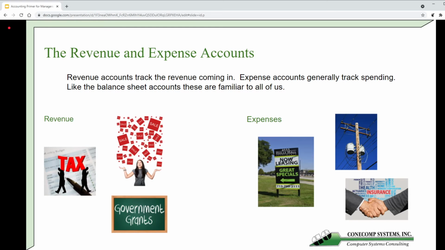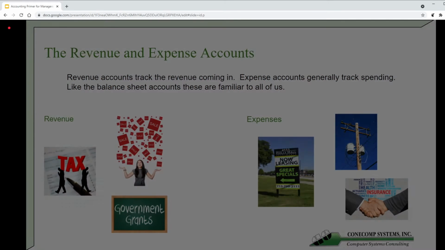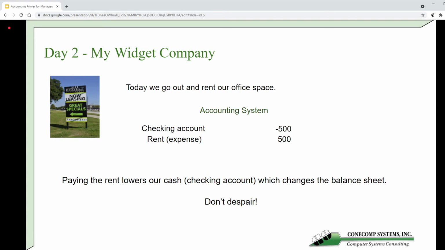And then expenses, the fourth class of accounts, is also what you would think of in your personal life. If you pay rent, that would be expense. You have utilities, electric, water, those are expenses. You have insurance costs, those are expenses. So again, revenue expense accounts, just like assets and liabilities, are just what you would think they would be in your normal life. So we're going back to our Widget Company again to demonstrate these two accounts.